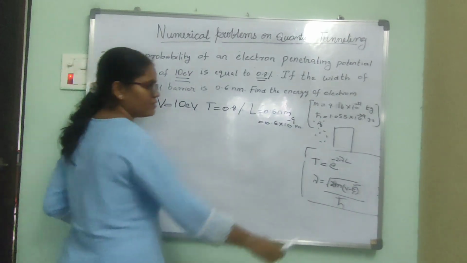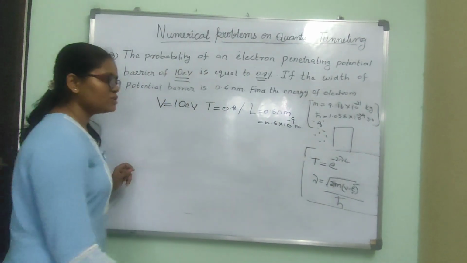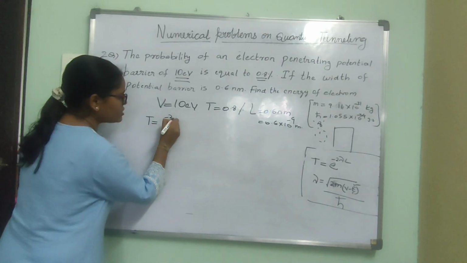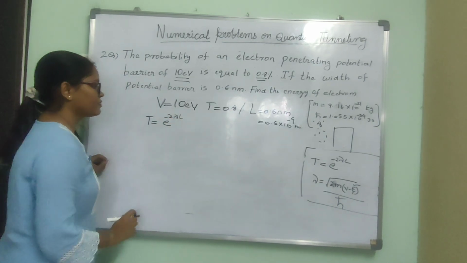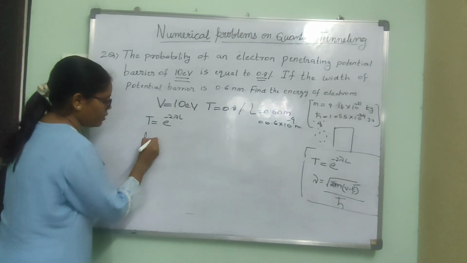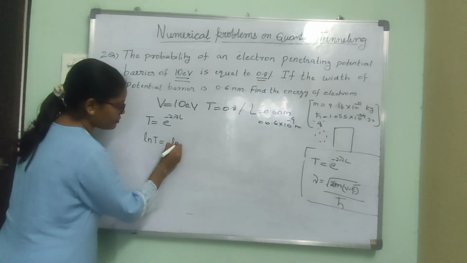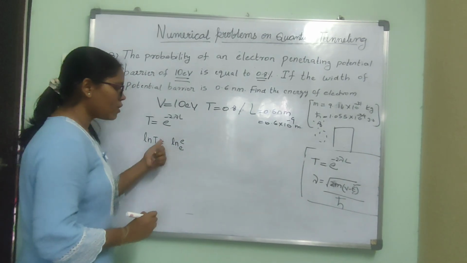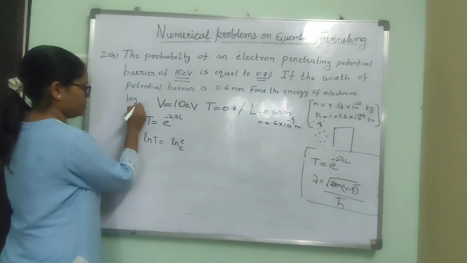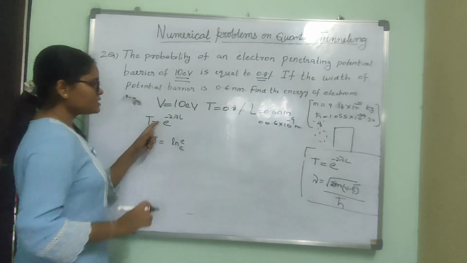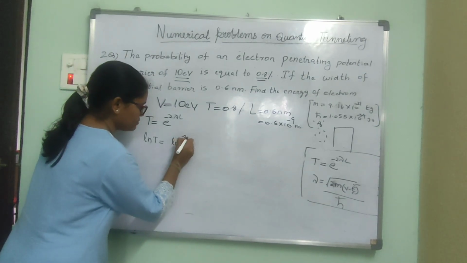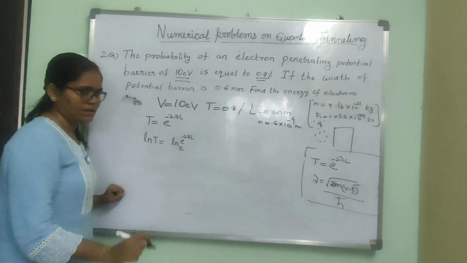Now you are asked to find the value of E. So how do we do that? T is equal to e^(-2γL). This we know. Now if we take ln on both sides, ln is to the base e and log is to the base 10. Here it is e to the power something, so I am taking ln, the natural logarithm, of minus 2γL.